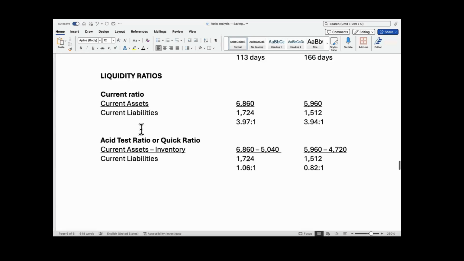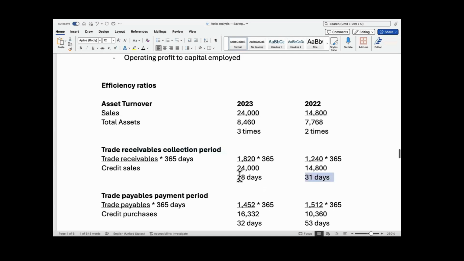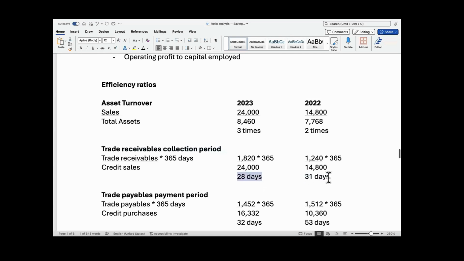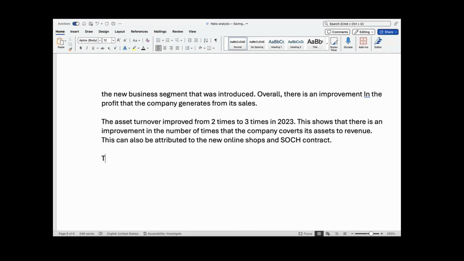Then I go to the trade receivable collection period. This is an improvement, though marginal as well, but at least it's improved from 31 days to 28 days. So I'll write again that the trade receivables collection period improved from 31 days to 28 days.